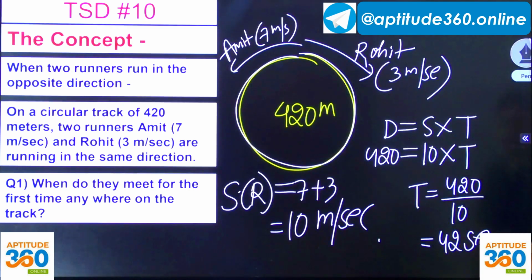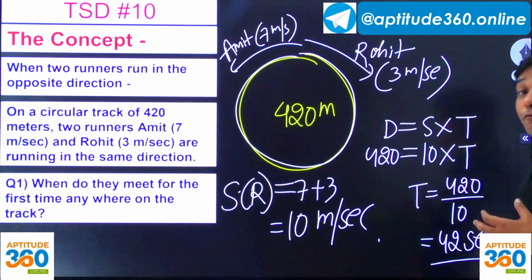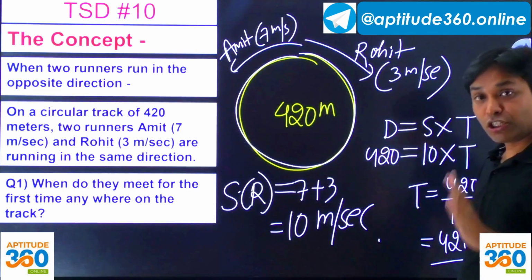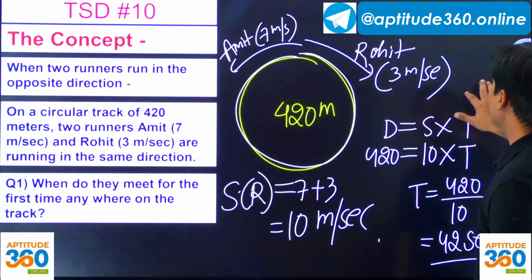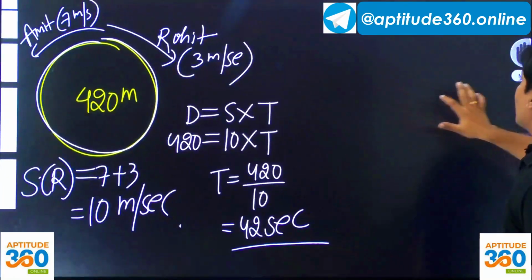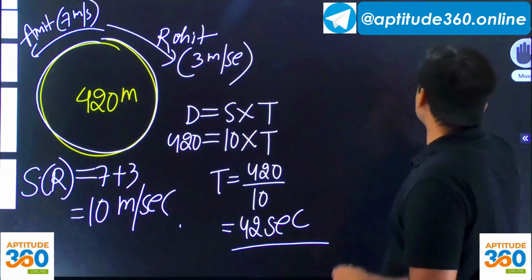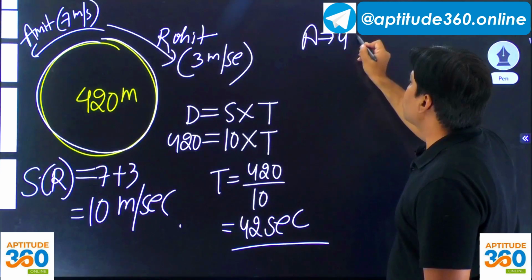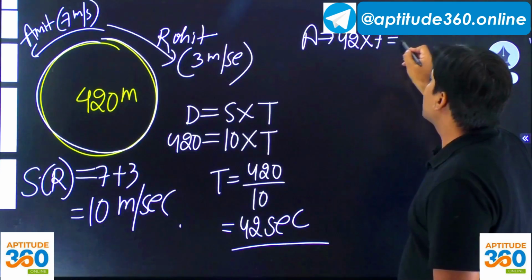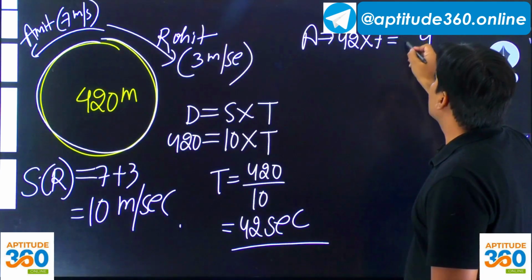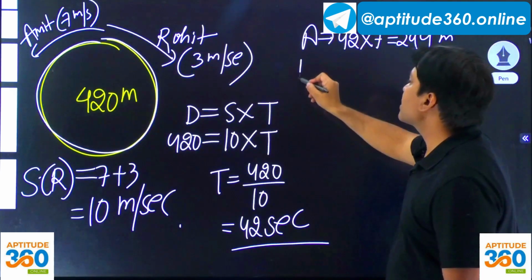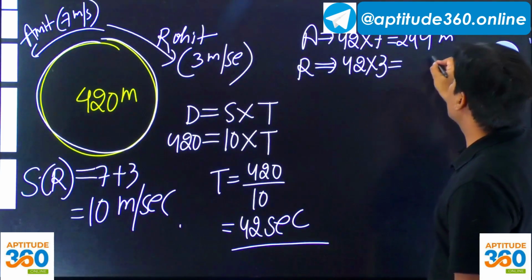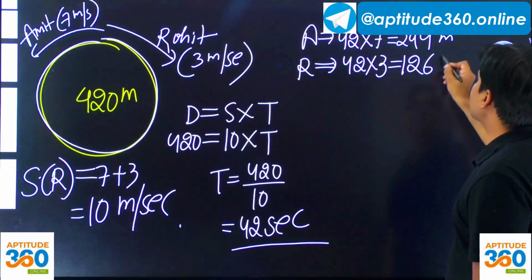So what does that mean? This means that after 42 seconds, necessarily Amit and Rohit are going to meet each other. Let's first see what is happening in 42 seconds. Amit in 42 seconds, so 42 into 7, will travel 294 meters, whereas Rohit in 42 seconds at the speed of 3 meters per second will travel 126 meters.